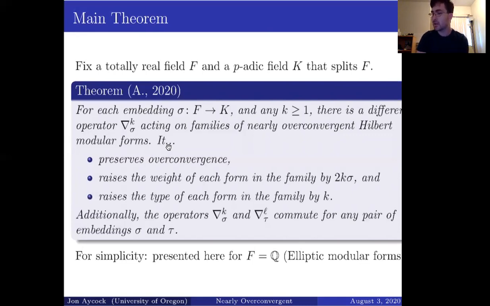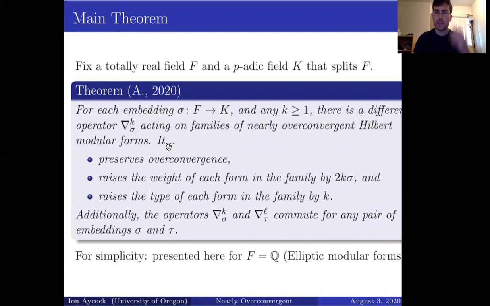For simplicity, we're going to do this for elliptic modular forms. And one other thing that we should note before we move on is that these differential operators, these nabla sigma to the k's, these are the p-adic analog of the Maass-Shimura operators. And these are operators that were used to study algebraicity, and they're kind of an Archimedean construction, but these are a p-adic construction that are kind of supposed to be analogous in that kind of a way.